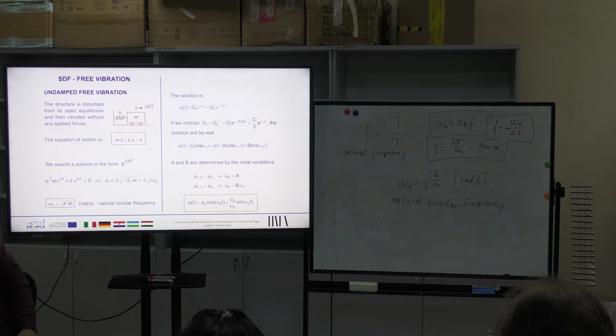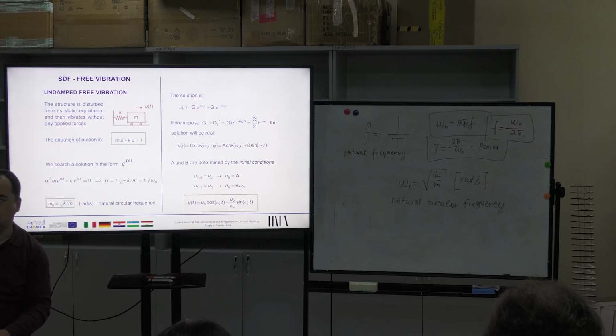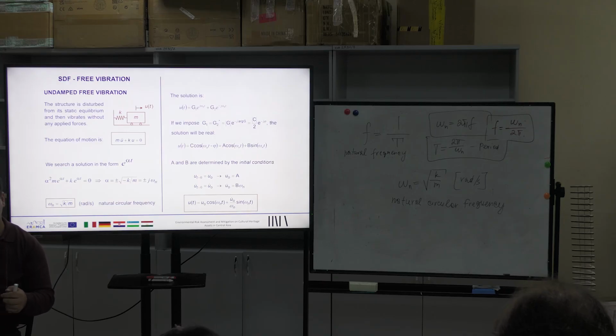If the mass is very high, the natural frequency will be lower. If the mass is less, the natural frequency will be higher. Okay? It means that if you have a lighter building, the natural frequency of the building will be higher. Okay? If the building mass is very heavy, it moves very slowly. Okay? Very slowly. It means that the building has a low natural frequency, maybe it's not so good.